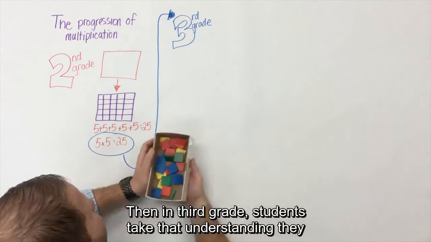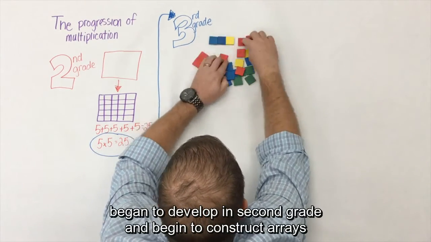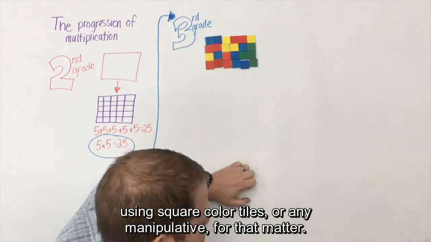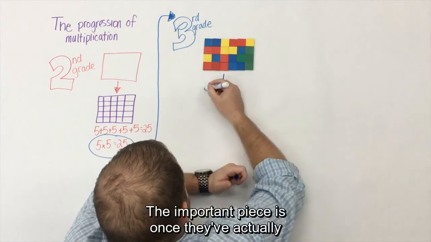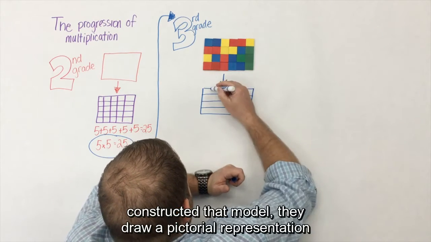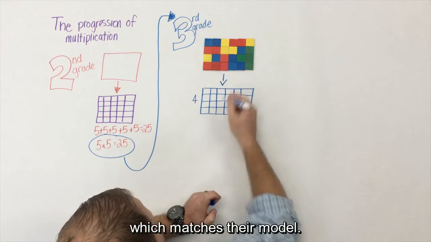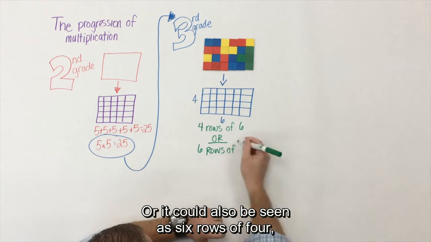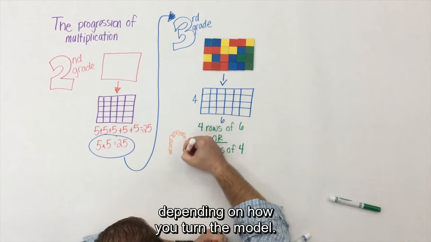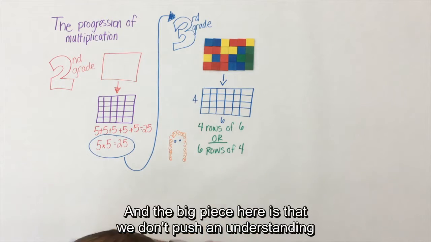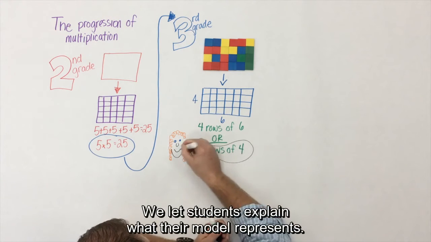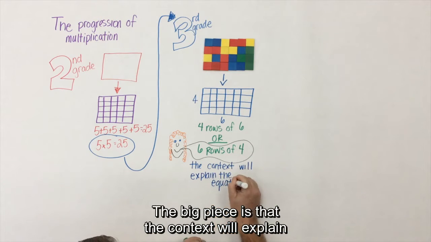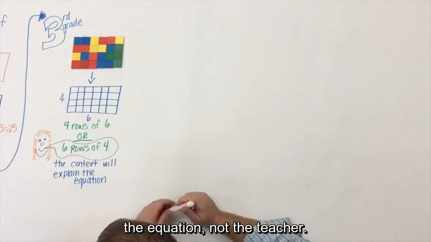Then, in third grade, students take that understanding they've begun to develop in second grade and begin to construct arrays using square color tiles, or any manipulative for that matter. The important piece is once they've actually constructed that model, they draw a pictorial representation which matches their model. Here we have 4 rows of 6, or it could also be seen as 6 rows of 4, depending on how you turn the model. And the big piece here is that we don't push an understanding on students, we let students explain what their model represents. The big piece is that the context will explain the equation, not the teacher.